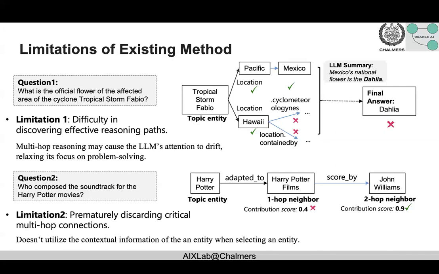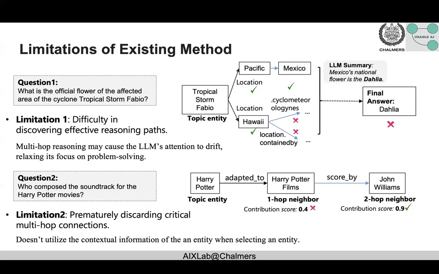But in this step, it is confused. Where should we go next, Hawaii or Pacific? And in this step, it doesn't find any related entities, but in the upper one, we find Mexico is near the Pacific. So here, the LLM will give the wrong answer: Mexico's national flower is the dahlia. But what we want to know is the official flower of Hawaii.